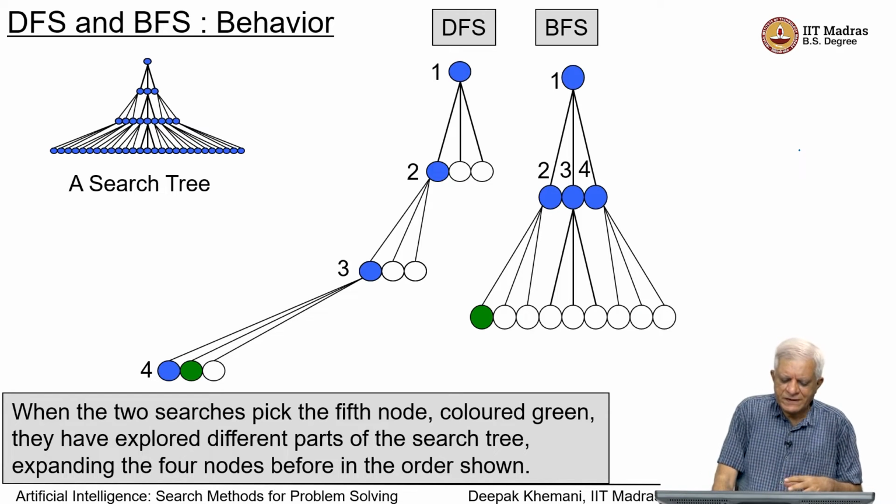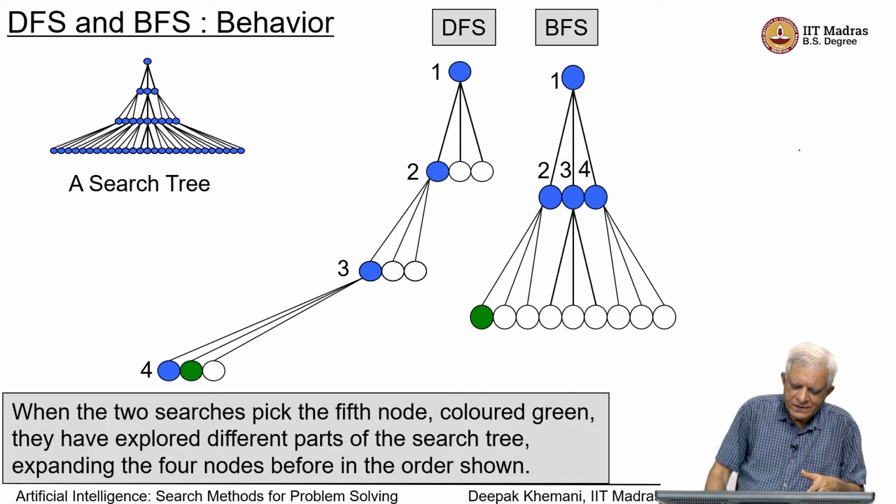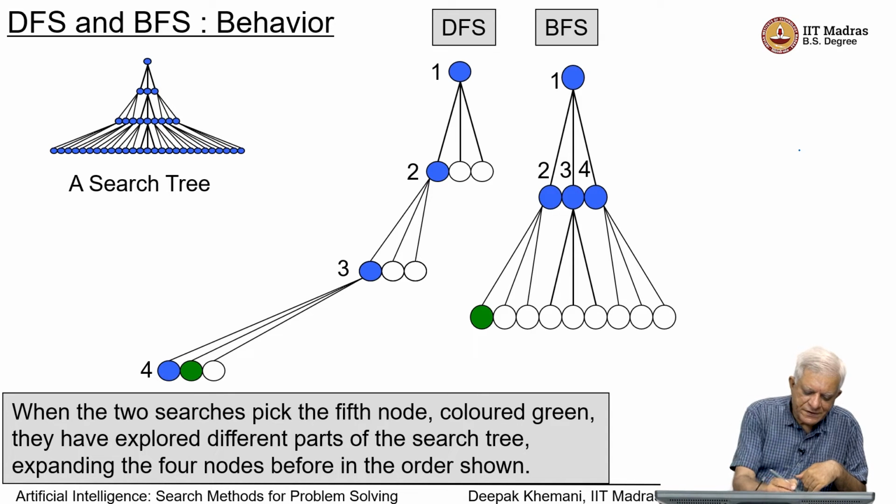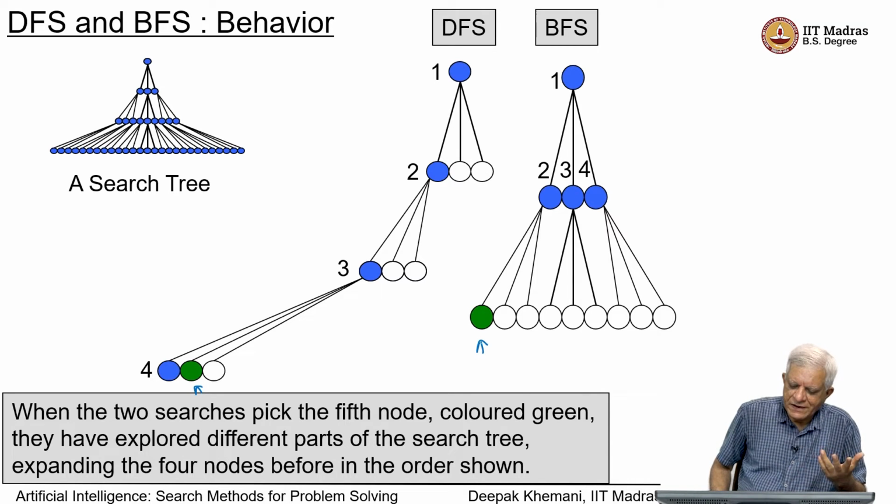But at the moment, we are more concerned with the order in which they inspect nodes, and the order is shown on the right here, both for depth first search and breadth first search, and we have informally discussed this already. So, when the two searches pick the fifth node, we have seen that the fourth node has already been picked, and the fifth node is shown in green in both the diagrams. One is here and the other is here. You can see that the fifth node is at different levels to start with.